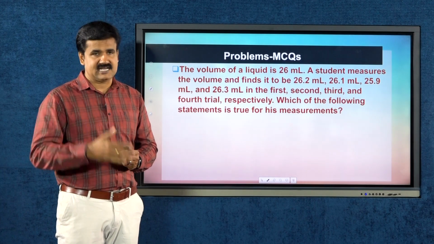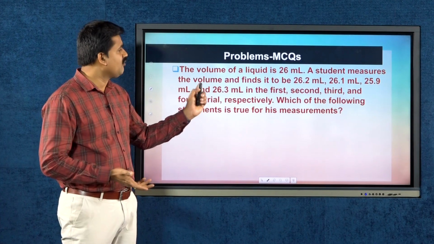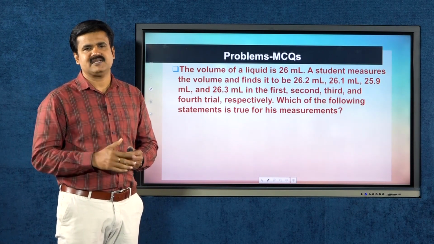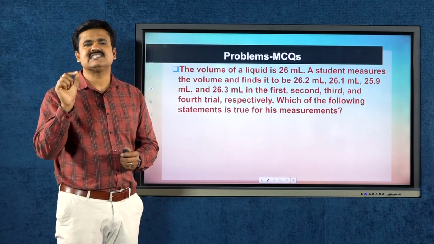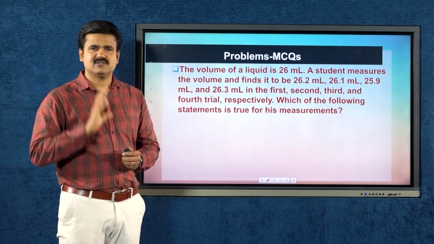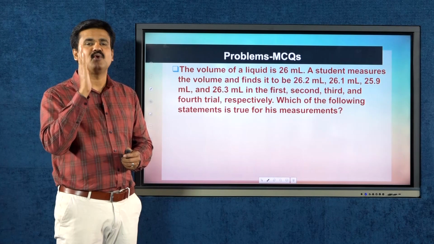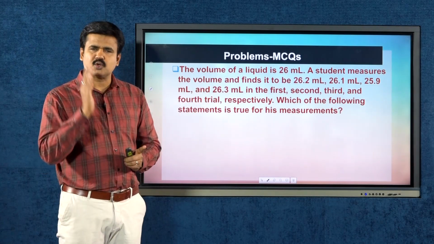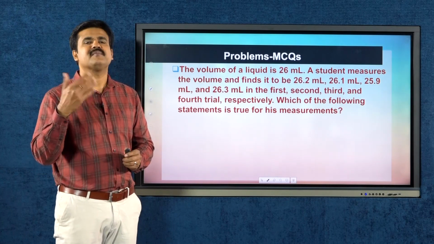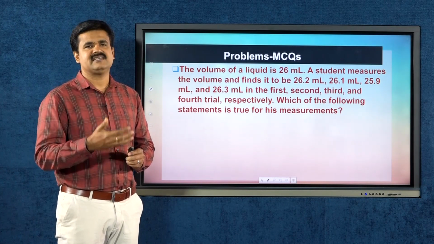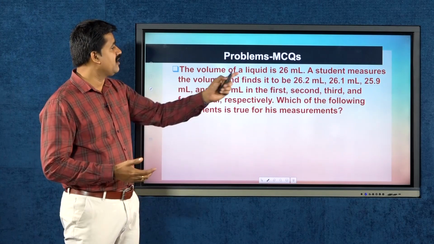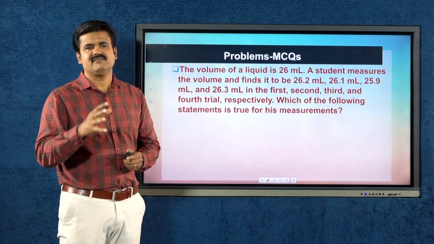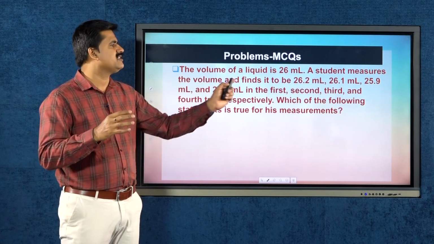So, he made 4 trials, he got 4 values, the values are shown here. Which of the following statements is true for this measurement? This is about the question. So, hope the question is more clear to you. The actual volume, the volume of a liquid, the true volume is 26. During measurements, a candidate got 4 values. The 4 values are here, and the question is about the statement which is more apt with this measurement.